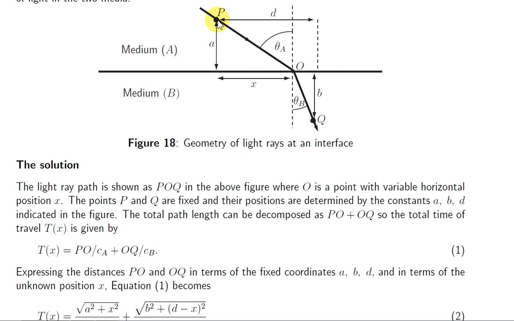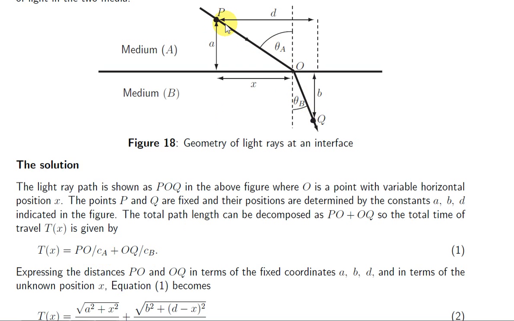Since the light ray is assumed to travel at a constant speed in medium A, the time taken for the light to go from point P to point O is the distance of P to O, which is PO, divided by the speed of the light ray in medium A, which is CA. So distance divided by speed gives us the time taken, and the time taken for the ray to go from O to Q is the distance OQ divided by the speed in this medium, which is CB. Now we can get this expression in terms of x. A and B are fixed because remember points P and Q are given to us. They're fixed points.